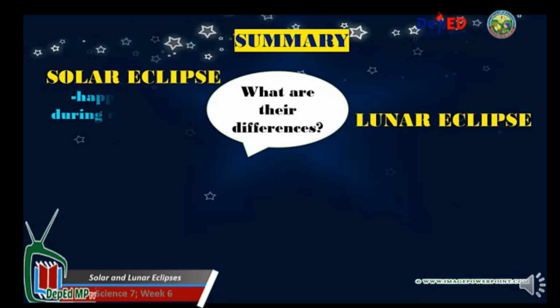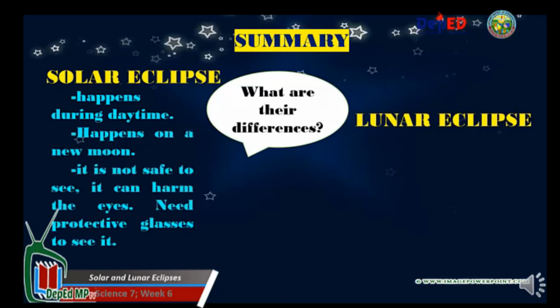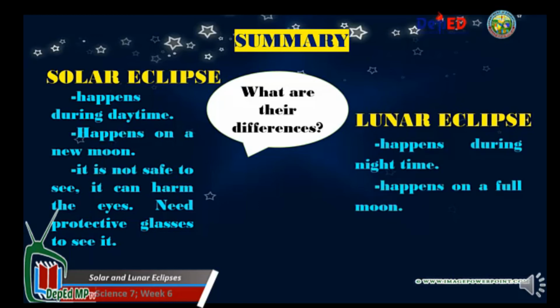A solar eclipse happens during daytime on a new moon. It is not safe to see because it can harm the eyes. You need protective glasses to see it. While a lunar eclipse happens during nighttime on a full moon, it is safe to see for it will not harm the eye. And now it's your turn.